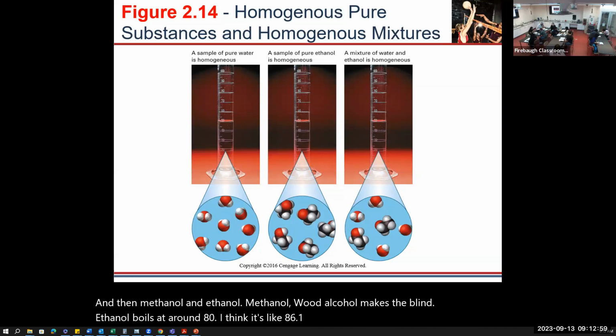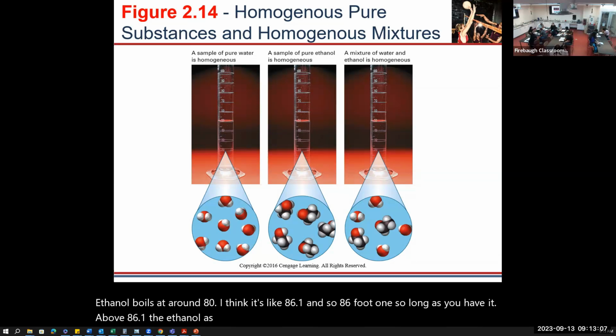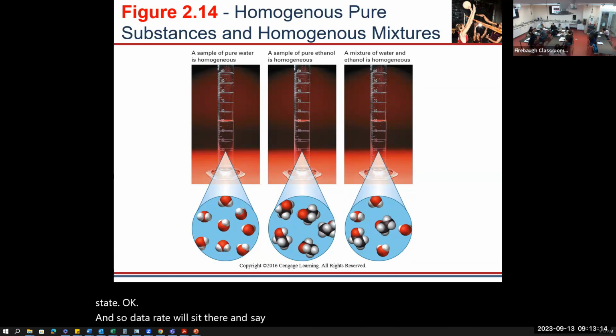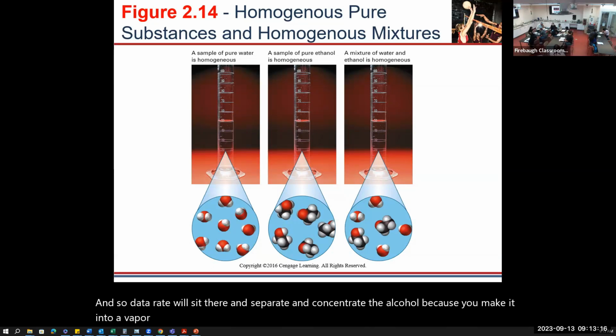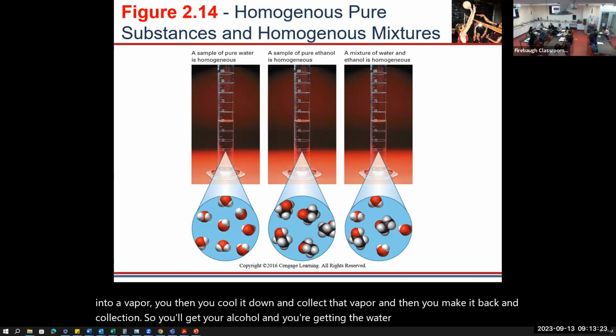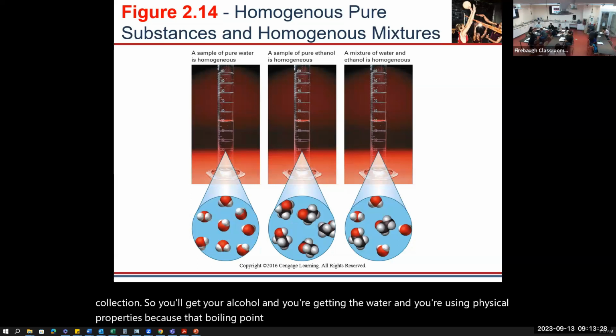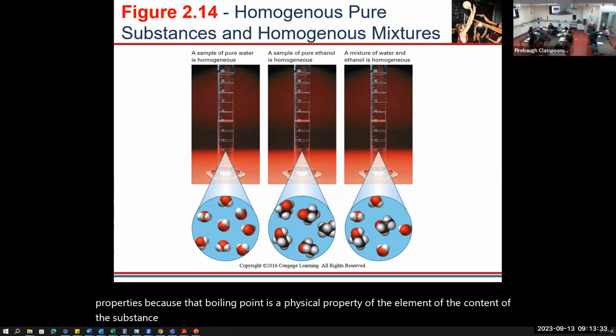So long as you have it above 86.1, the ethanol is going to boil out, and most of the water is going to stay. Then you're able to separate and concentrate the alcohol, because you make it into a vapor, cool it down and collect that vapor, and make it back into a liquid. So you're getting your alcohol and your water. You're using physical properties, because the boiling point is a physical property of the substances.